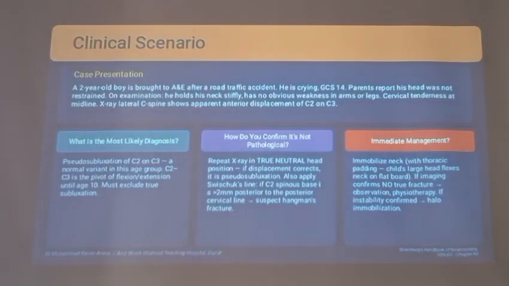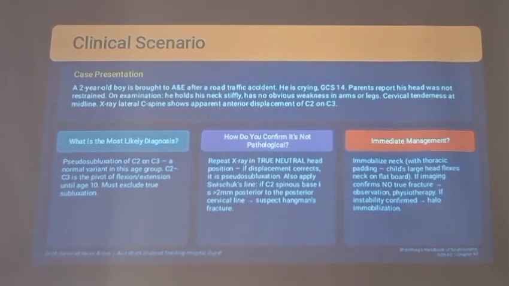So a clinical scenario I added in the last slide. A 2-year-old boy is brought to the emergency department after a road traffic accident. He's crying, GCS 14 by 15. Parents report his head was not supported. On examination, he holds his neck stiff, has no obvious weakness in the arms and legs, and cervical tenderness at the midline. Lateral spine X-ray shows an apparent anterior displacement of C2 and C3. So what is the most likely diagnosis?